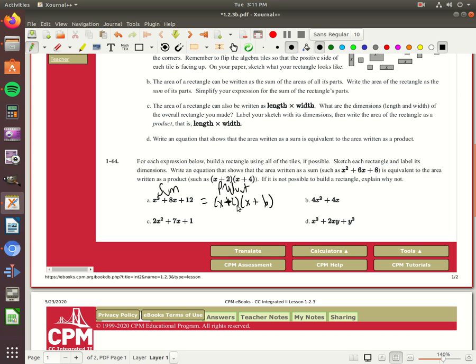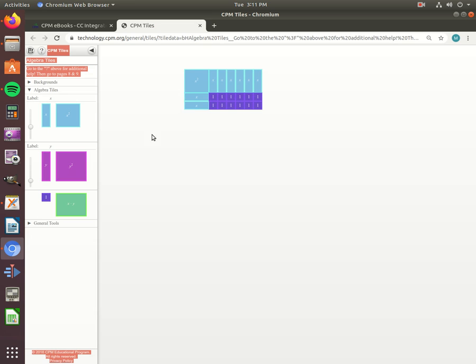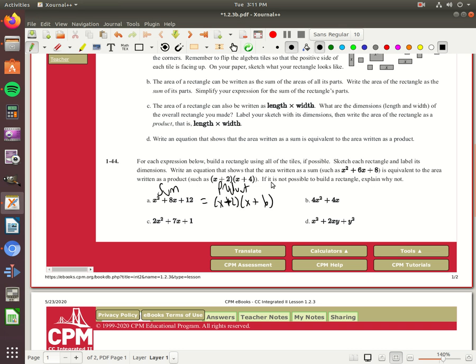The side times the side: x plus 2 times x plus 6 equals x squared plus 8x plus 12. All right, let me run over here and set up the next one, 4x squared plus 4x.